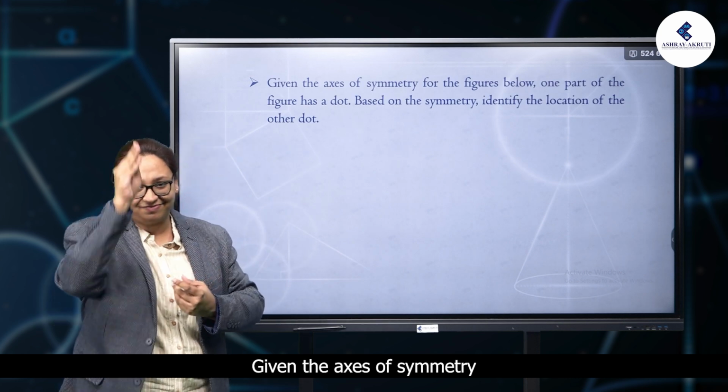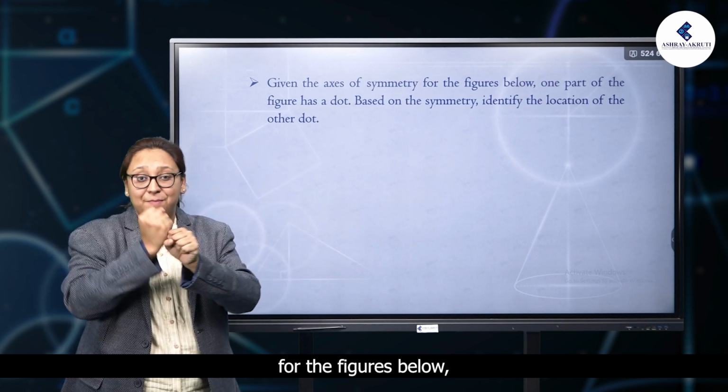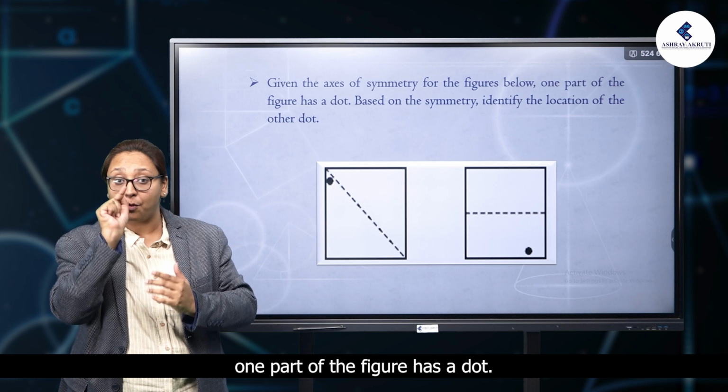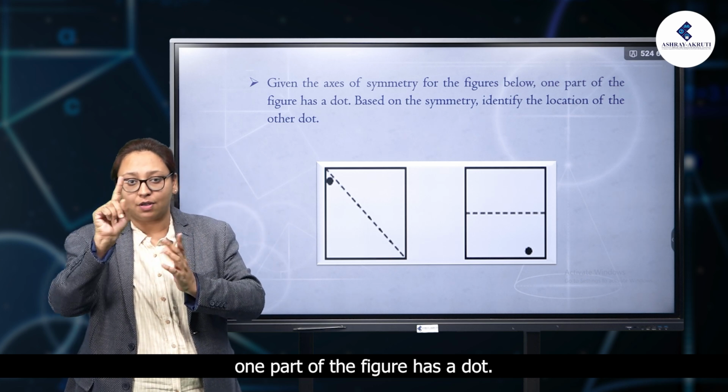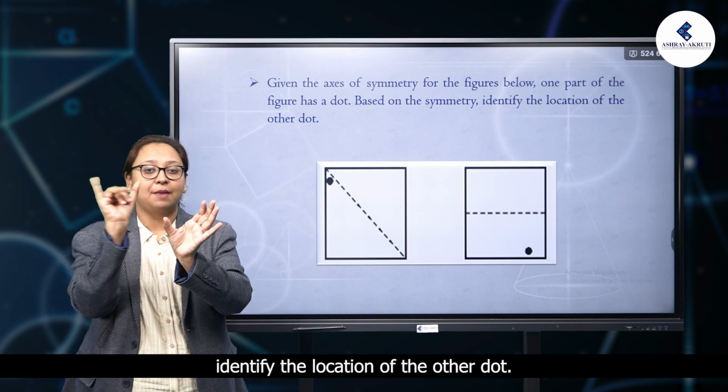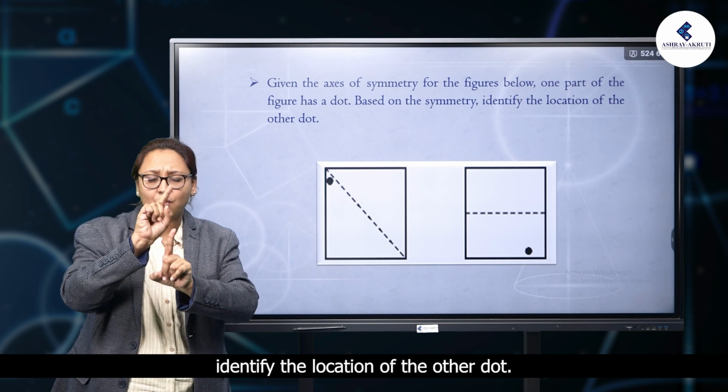Given the axis of symmetry for the figures below, one part of the figure has a dot. Based on the symmetry, identify the location of the other dot.